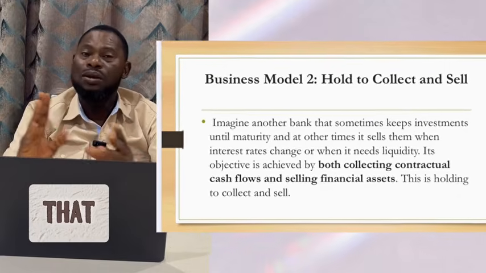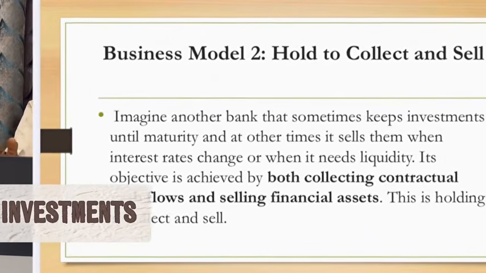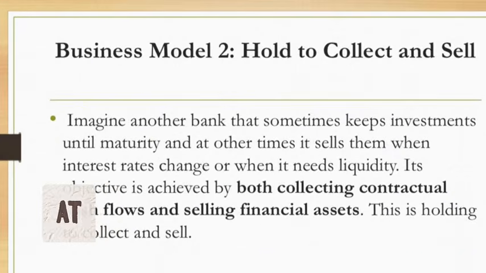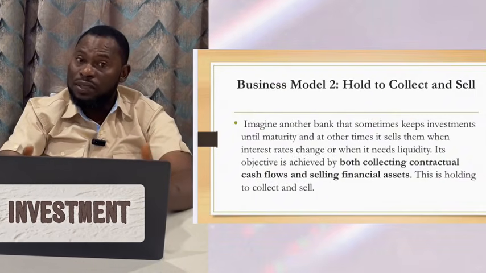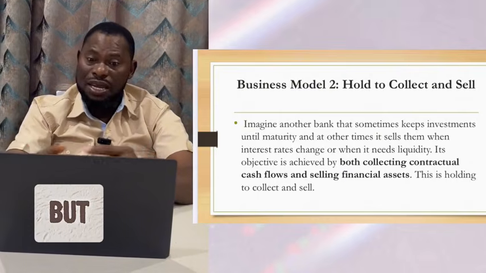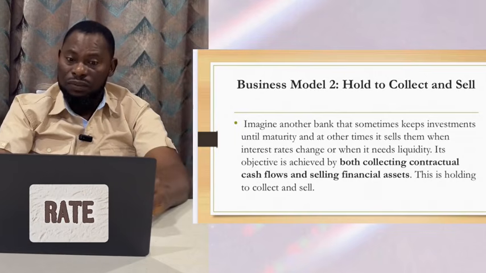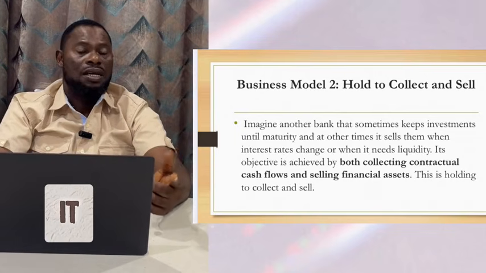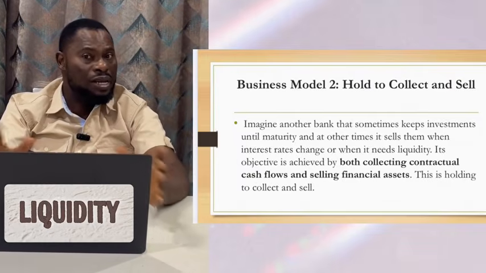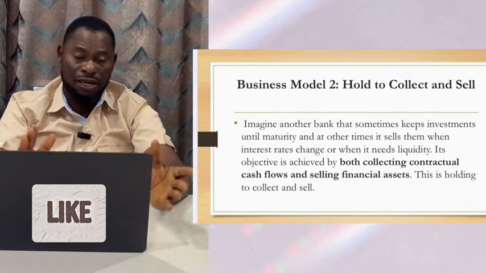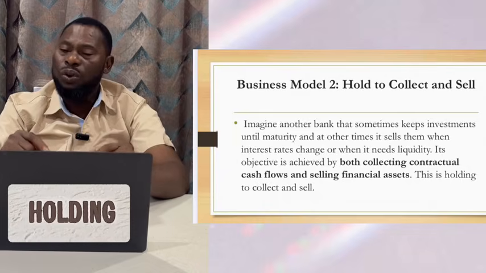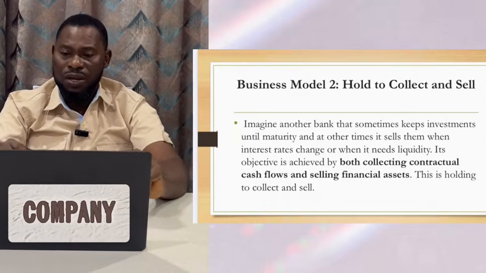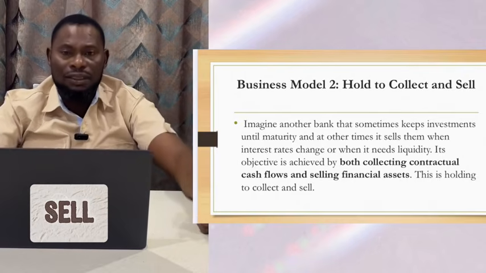Okay, so imagine that another bank this time around keeps investments until maturity, and at other times it sells them when interest rates change or when it needs liquidity. So it wants to keep this investment until maturity. That is the plan. But if there is a favorable rate, it may decide to sell it. Also, if it runs into liquidity challenges, like the company is cash strapped, the company will also decide to sell. So that company is not just holding to collect like the first company. This company is holding to collect and sell.